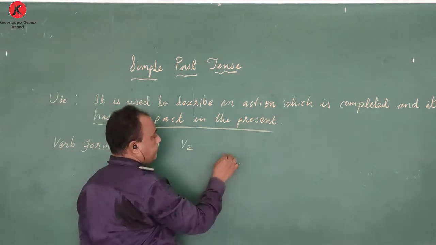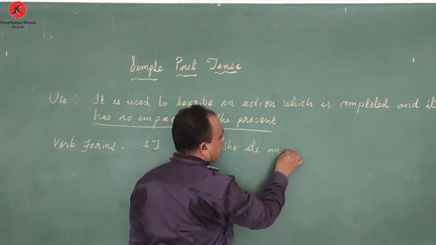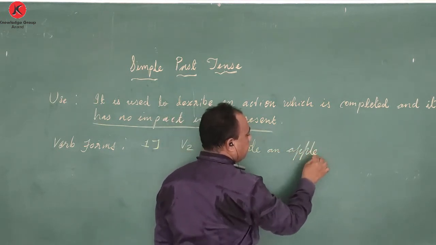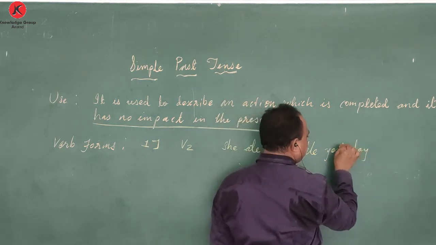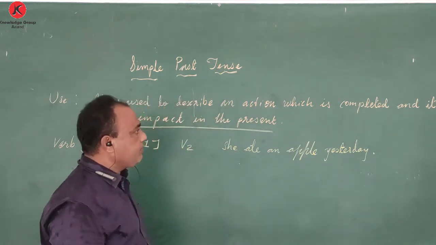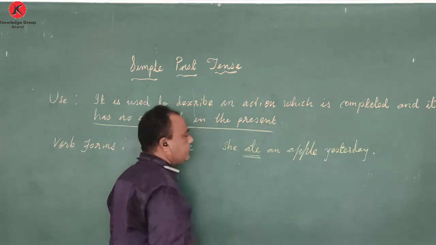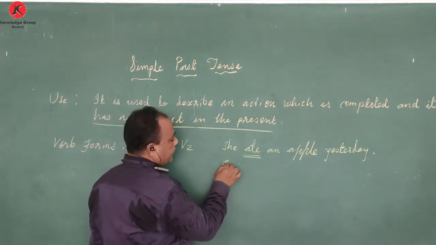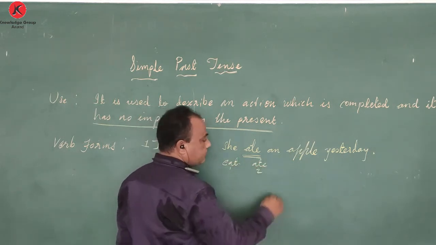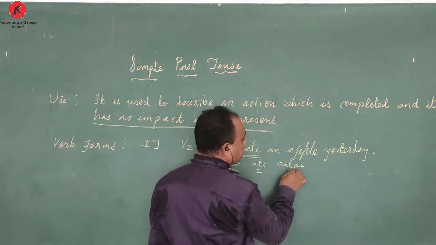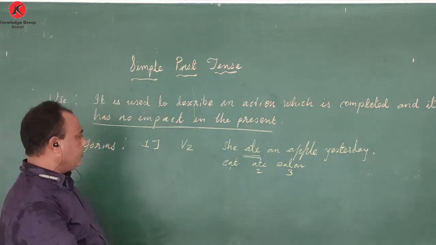For example, she ate an apple yesterday. She ate an apple yesterday. Now here we will see the second form of the verb. Here eat is the first form, ate is the second form, eaten is the third form. So always remember you have to use the second form of the verb.